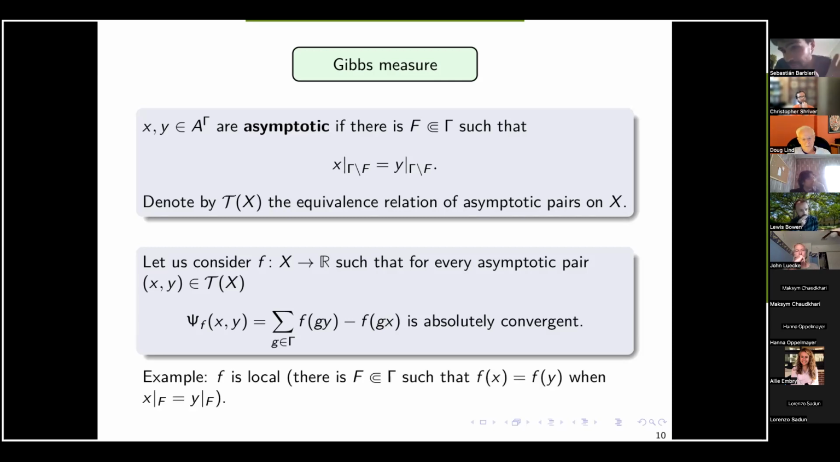And well, if you are worried that this might be hard, that this is absolutely convergent, just think of a function which is local, that depends on finitely many coordinates. If f depends on finitely many coordinates, then if x and y are asymptotic, they differ just in finitely many places. So this sum above is just going to have finitely many non-zero terms, so that's going to be absolutely convergent. Okay, so I'm just going to consider functions f that satisfy this property.